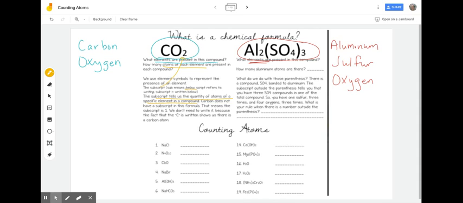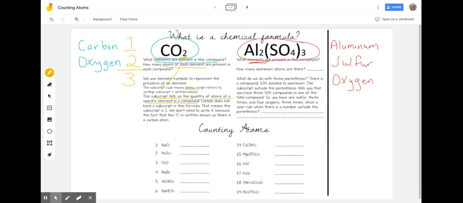Notice that carbon does not have a subscript. We do not write the number 1. The symbol represents 1 atom. So there's no need to put a 1 there. So there is 1 atom of carbon. There is a 2 beside oxygen. So that means there are 2 atoms of oxygen. This compound has a total of 3 atoms.